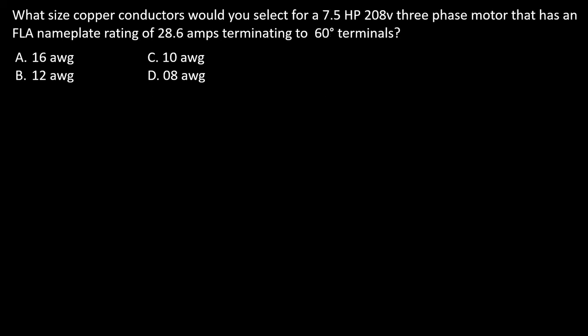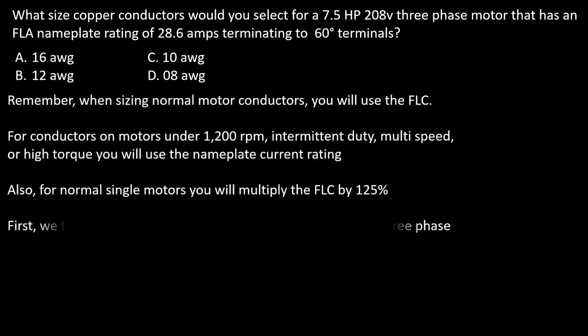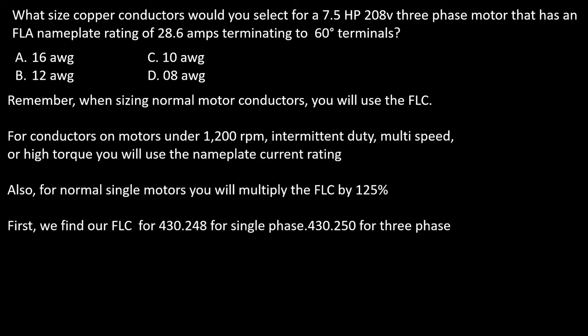Great job. What size copper conductors would you select for a 7.5 horsepower, 208 volt, 3-phase motor that has an FLA nameplate rating of 28.6 amps terminating to 60° C terminals? So we're going to go through our initial steps here. Then we're going to head to table 430.250 because we're dealing with 3-phase. And we're going to go down on the left-hand side and find our horsepower. We're going to come over and tee off with our voltage, and we're going to find our motor's FLC. And in this case, it's going to be 24.2 amps.